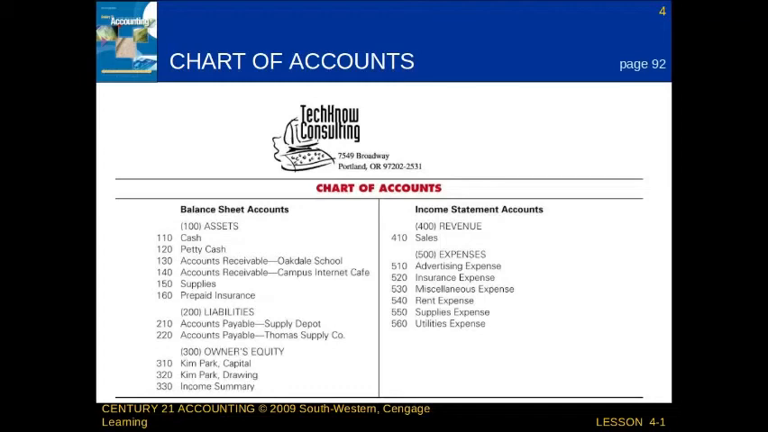And finally, we'll be moving on to expenses, and all expense accounts will begin with the number 5. So advertising expense has the account number 510. Insurance expense has the account number 520. Miscellaneous expense has the account number 530. Rent expense has the account number 540. Supplies expense has the account number 550. And utilities expense has the account number 560. And if you notice, the expense accounts are listed in alphabetical order.